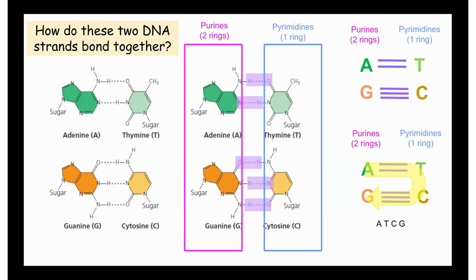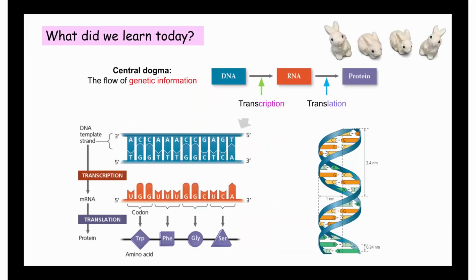Let's summarize what we've learned today. So we learned that DNA is the master molecule that permanently stores an organism's genetic information. By transcription, DNA's data is transferred to RNA, and through translation, RNA is used to synthesize functional proteins. And we learned that genetic information always flows from DNA to RNA to protein.